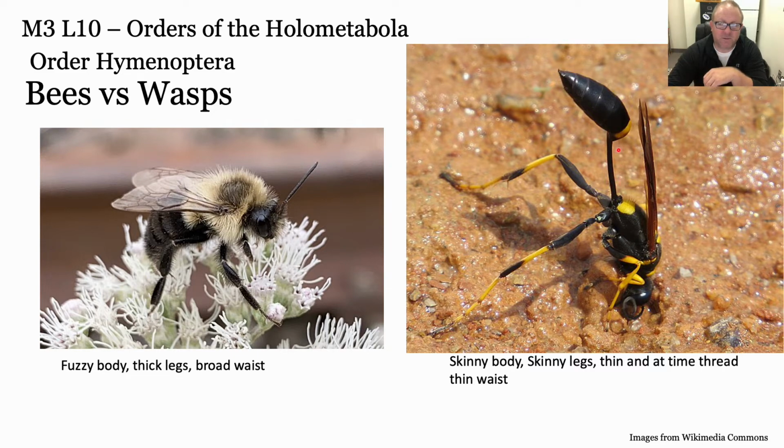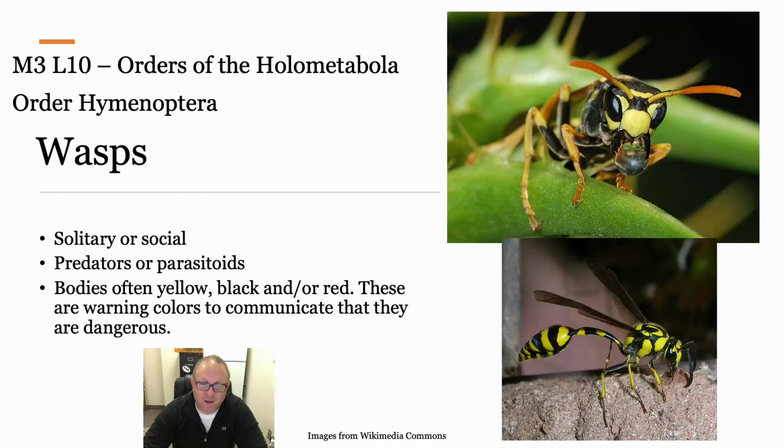You can see this is called a thread-waisted wasp. A mud dauber is this one. It's a really, really cool wasp. You can actually find these around here, some different species in this group. They're very cool. I really like wasps. I've always loved to collect wasps. Here's another one that's a thread-waisted wasp. And this is a vespid, a hornet.